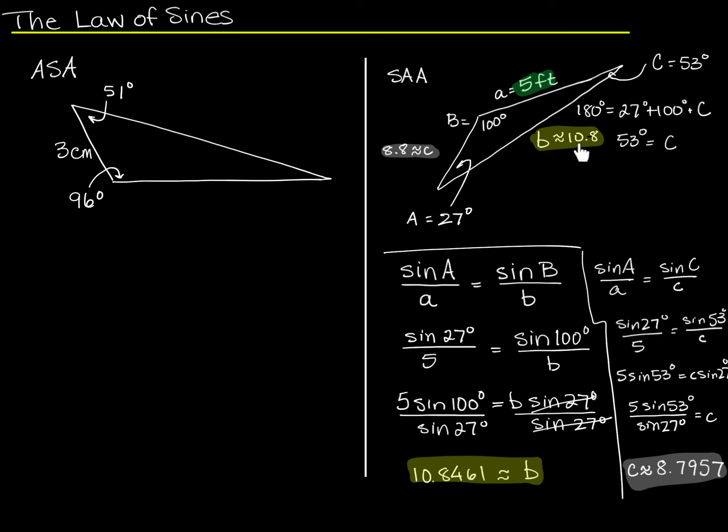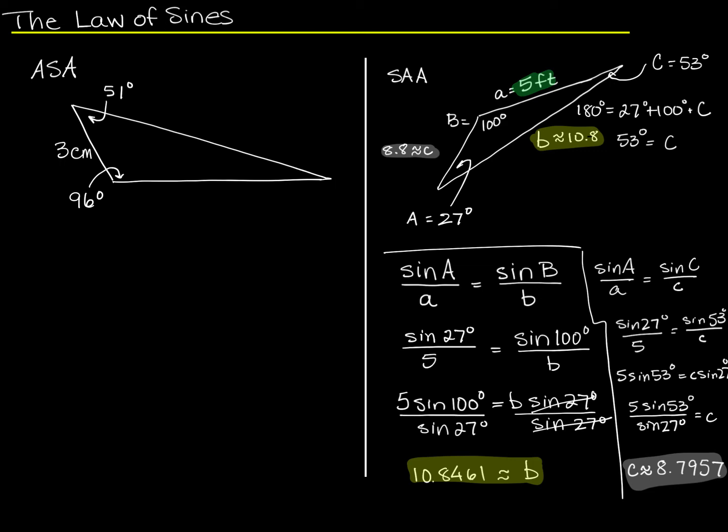10.8 is the longest side, and 100 degrees is the biggest angle. In between, 8.8 is the middle side, and 53 is between 27 and 100. So as the sides go up, the angles go up to match, or the bigger the angle, the longer the side opposite it. Now, that's just kind of a well-known fact from geometry, but it's worth reviewing here because it's going to come in handy pretty soon.